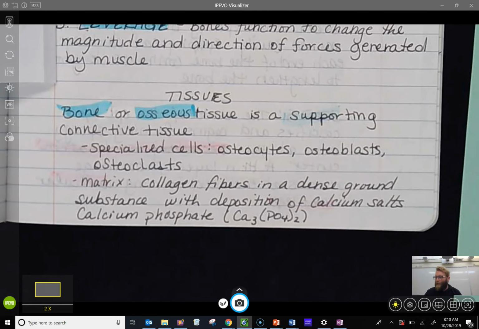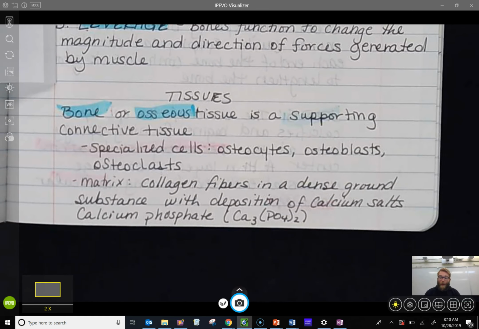Okay. So inside of the bone, one of the things I do want to point out is that there are some different structural features inside of the bone. Okay, so specifically bone as a tissue, right? So bone itself is actually a supporting connective tissue. So it's like cartilage in that it's there to support all the other different functions that are there.